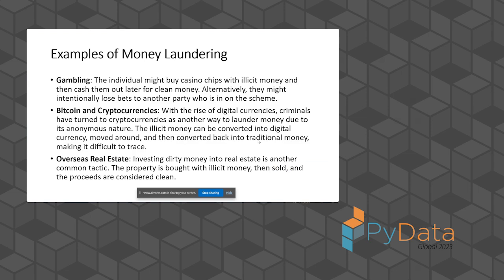Then Bitcoin and cryptocurrency. With the rise of digital currencies, criminals have turned to cryptocurrencies as another way to launder money due to their anonymous nature. One more important point to note here is that nobody has control over cryptocurrencies. No government can control them. That's why many times cyber criminals demand ransom in cryptocurrencies or bitcoins.